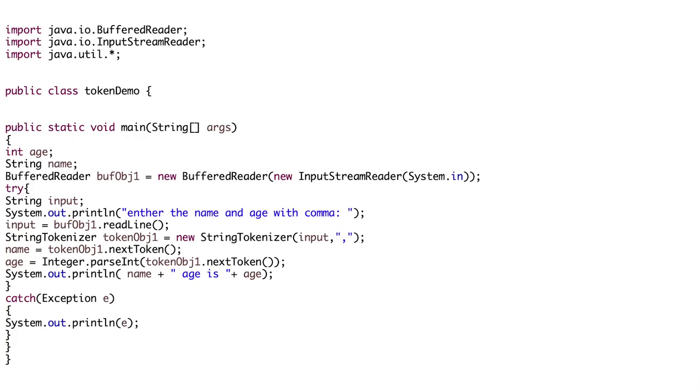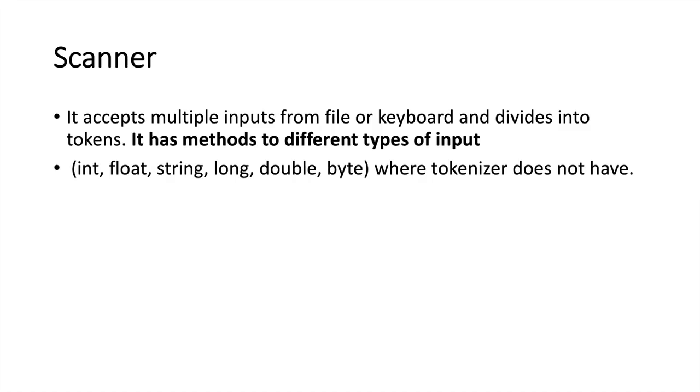Again, this is another one, the Scanner class, right? The Scanner class we have already discussed, because here you can get a number of inputs, and different types are also possible. You can get the integer, or the float, or the character, or the string. All things are possible. Whereas the tokenizer is not doing all these things, right?